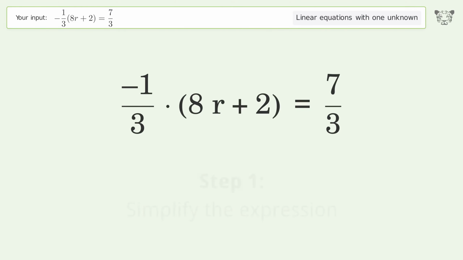Find the greatest common factor of the numerator and denominator. Factor out and cancel the greatest common factor. Isolate the r. Multiply both sides by inverse fraction 3/8.